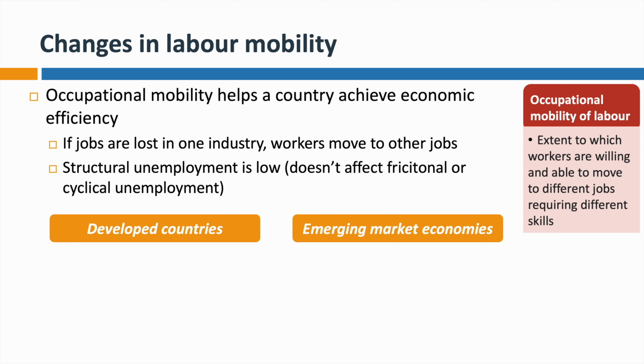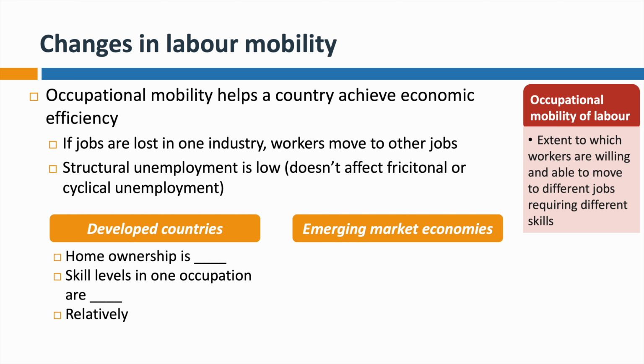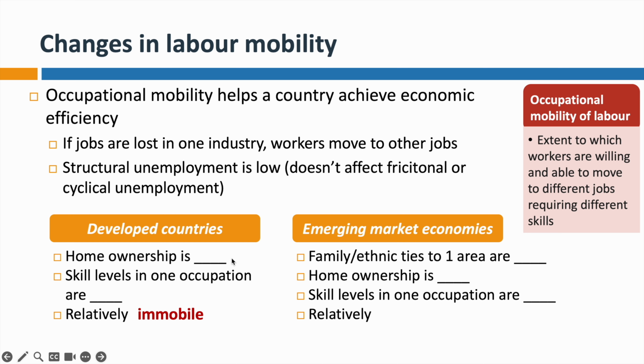So, developed countries will probably differ from emerging market economies, and this will affect, in some ways, our labor mobility. Let's have a look. If in developed countries we have a relatively immobile workforce, why are people in developed countries not so happy to move for their job? It can happen because of home ownership. We have a lot of homeowners. Home ownership is high. Skill levels in one occupation are high.